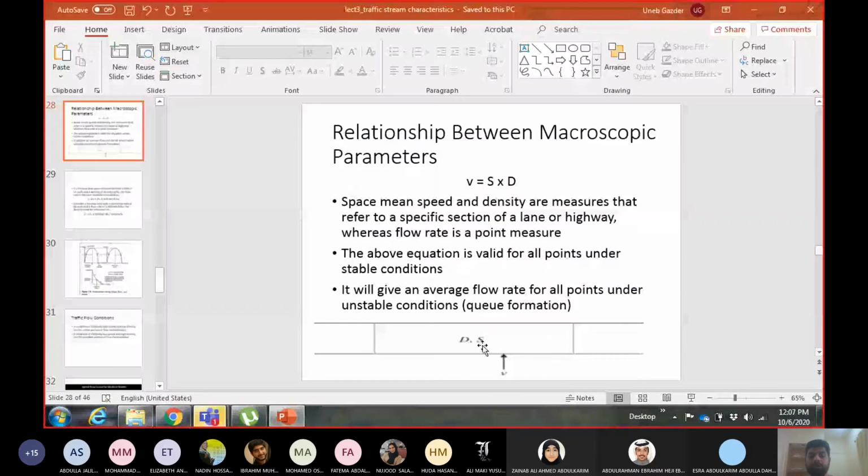What is the limitation I was talking about? The uniform section. So between these two vertical lines, to get the flow at any point, the section should be uniform. What do we mean by it? First of all, there should be no entry and exit to this section between these two vertical lines, because obviously if vehicles keep on entering and exiting, then flow cannot be constant at all the points, right?